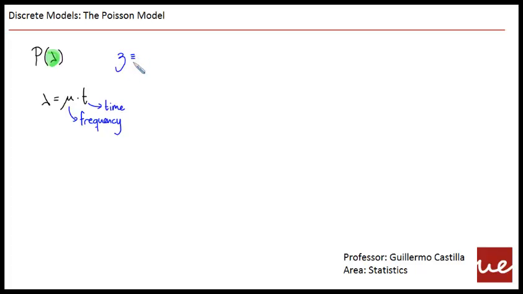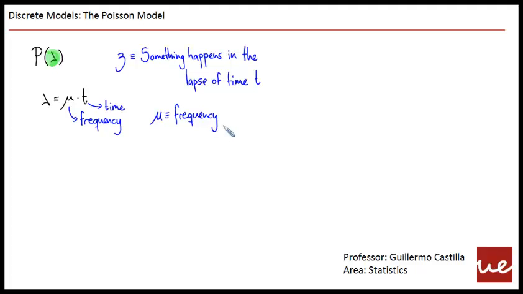As I was saying, it depends on a single variable, lambda, and the random variable it describes, chi, is something that happens in a certain period of time. So lambda in this case is the frequency of something happening times the time in which it happens. Okay? So we'd have chi as something happens in the lapse of time t. As you can see here, I'm writing mu is the frequency of that thing happening.